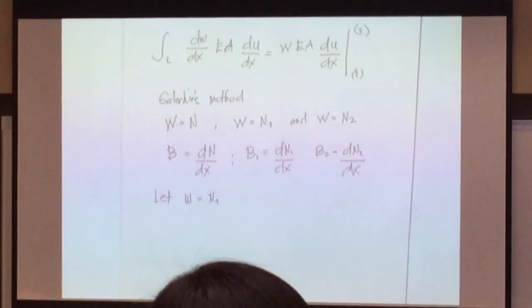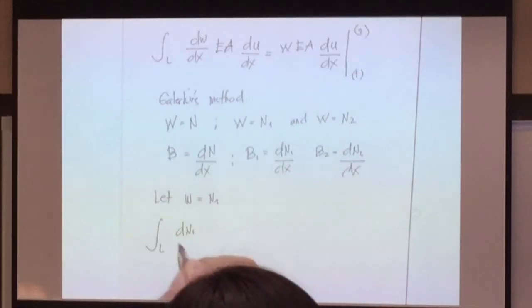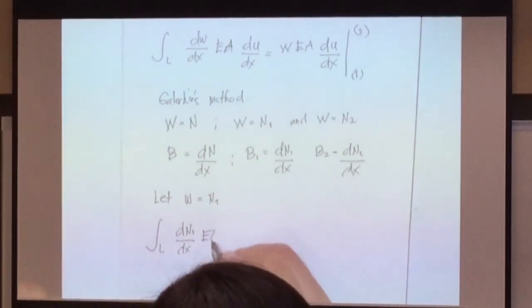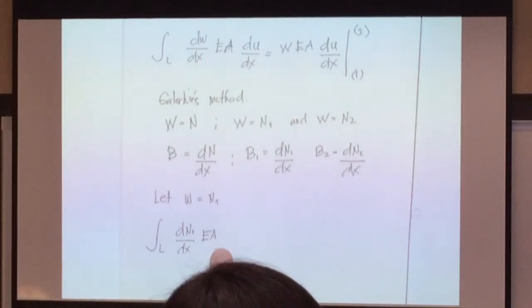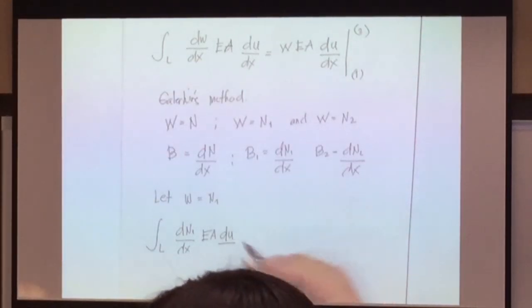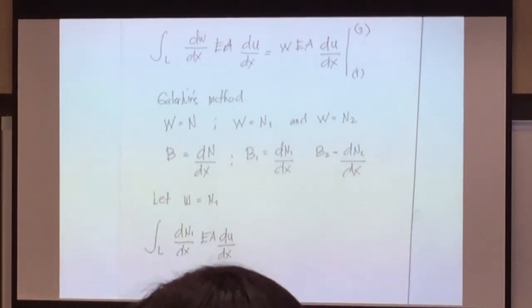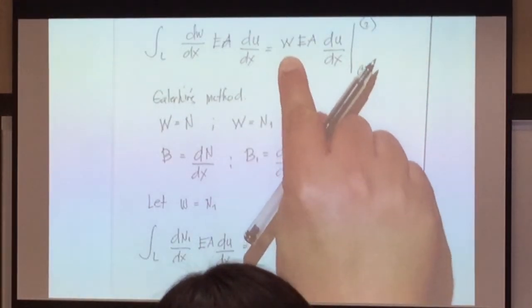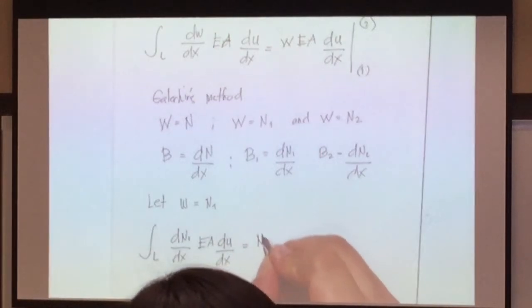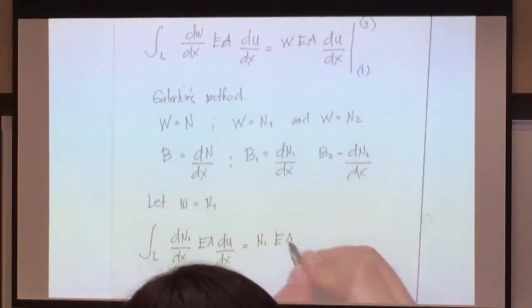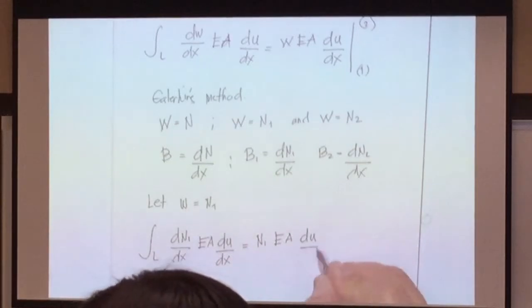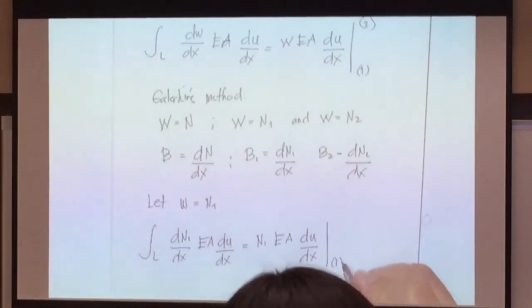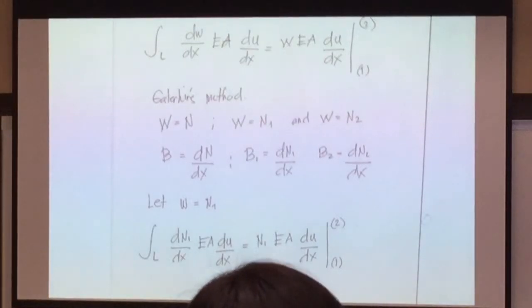So what do we have? So this is the integral of N1 with respect to x, EA, modulus of sectional area, derivative of your displacement function with respect to x. This now is equal to N1, and then we have EA, derivative of u with respect to x, from 1 to 2.